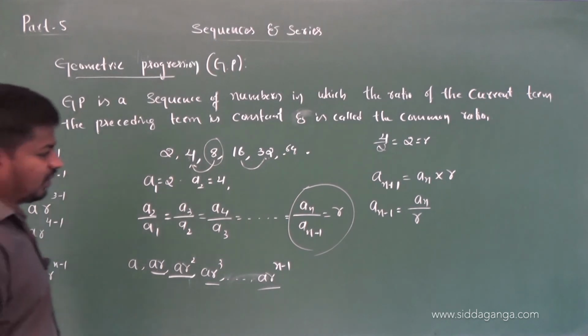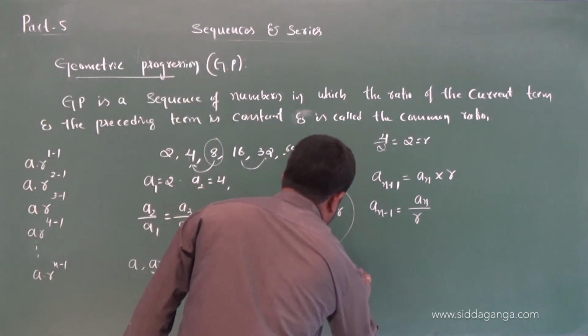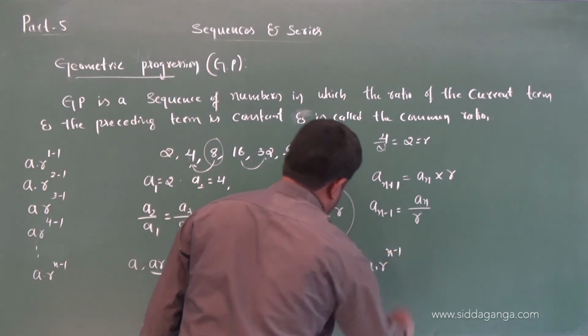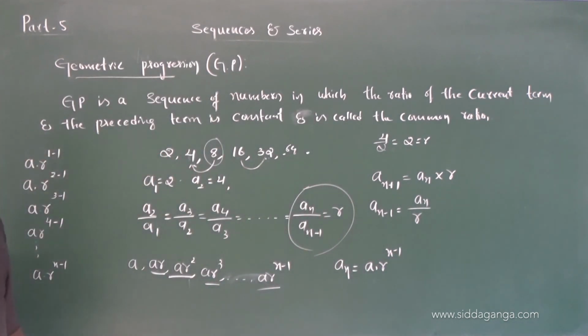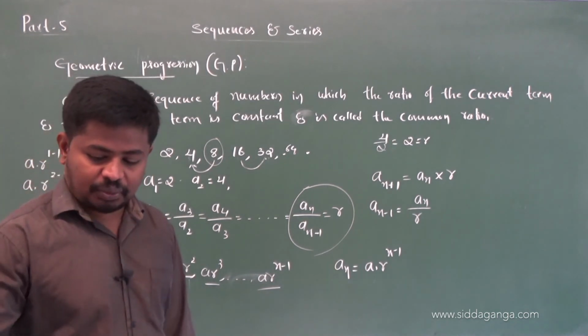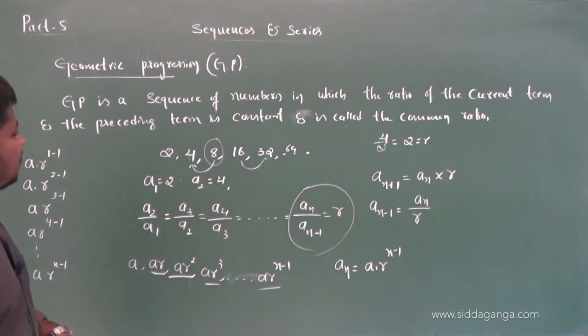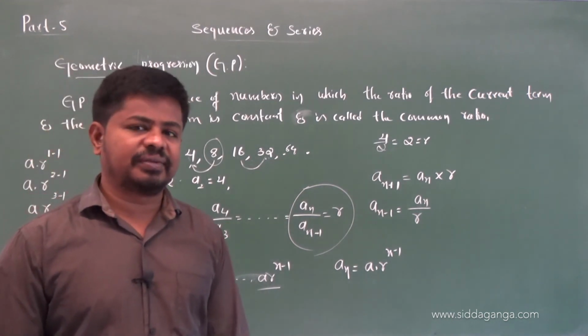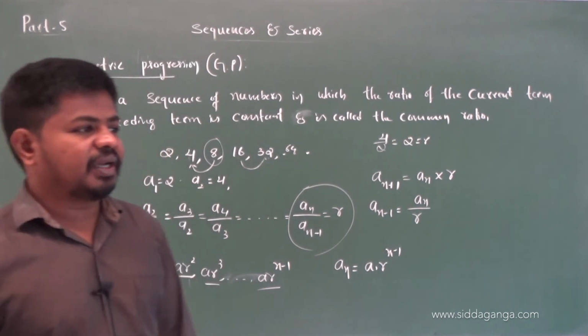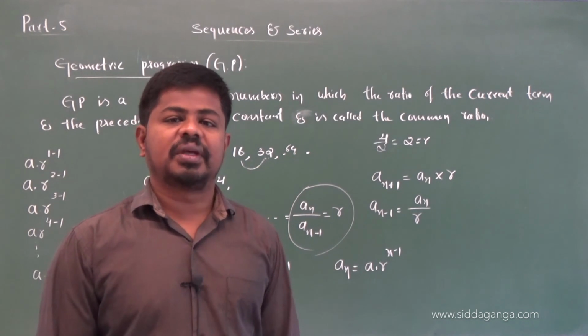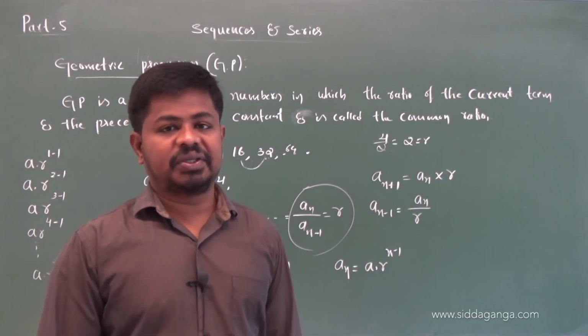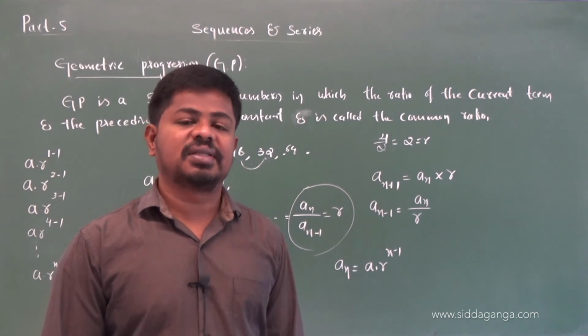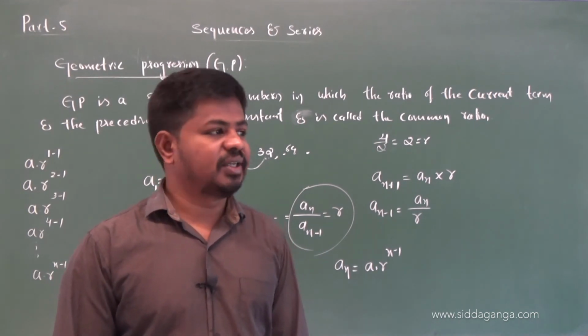This is the nth term. So, the nth term of the sequence is given by a_n is equal to A into R power of n minus 1, where n is the number of terms in the given GP sequence. Hope you got this, students. GP sequence or geometric progression is a sequence of numbers in which the ratio of the current term and the preceding term is always constant, and it is called the common ratio. Or in other words, geometric progression is a sequence in which the ratio of any two consecutive terms is the same and constant, called the common ratio, and it is denoted by R.